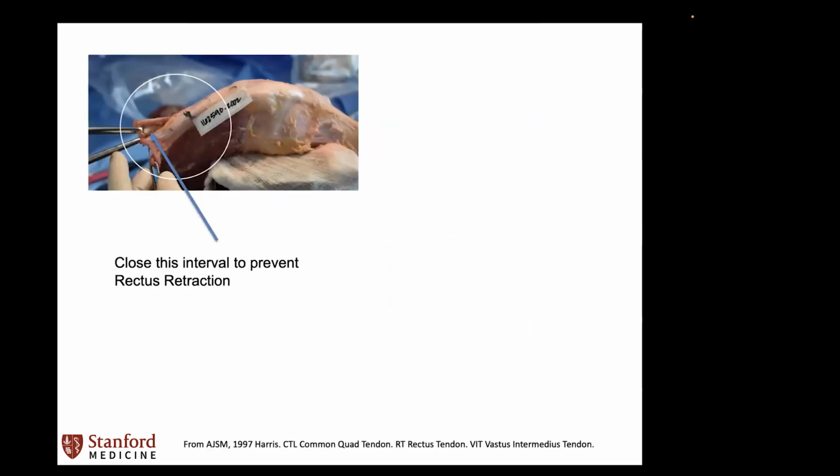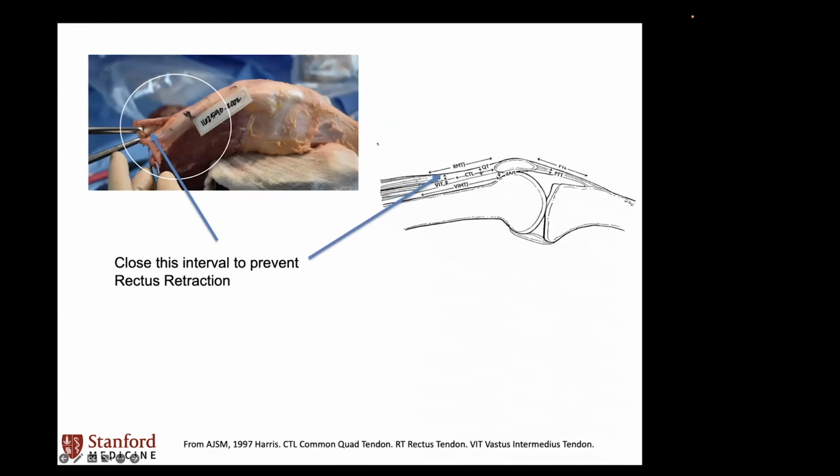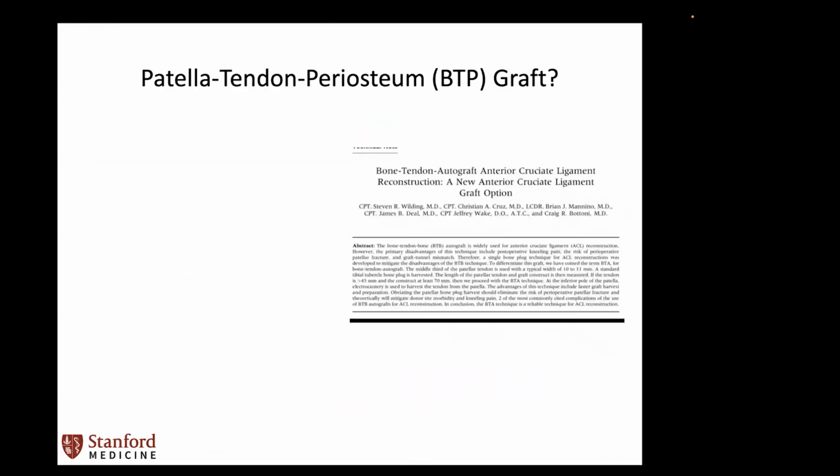And here's just some anatomy studies showing your rectus tendon, completely distinct and separate from the rest of the quadriceps mechanism. Diagrammatically, you can see the separation of the rectus tendon, this blue arrow. You want to close that interval. And here's another little diagram. This interval probably needs to be closed so you don't have rectus tendon recession or retraction.